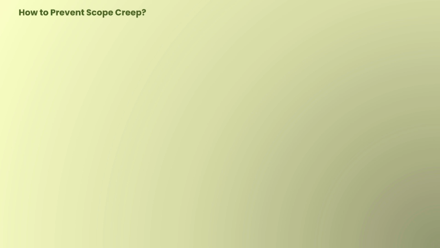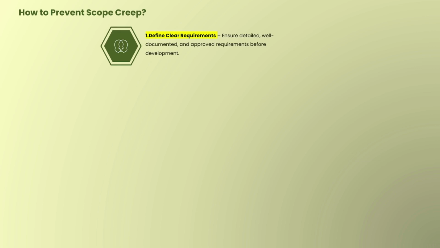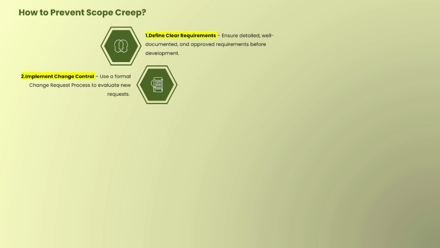Now let's see the most important thing, how to prevent scope creep. We have seen the disadvantages, we have seen the outcomes of scope creep and how hazardous it is. Now it's time to see how to prevent it. Well, identify clear requirements. Before starting the actual work, make sure everything is well documented, approved, and agreed upon so that there is no confusion later.